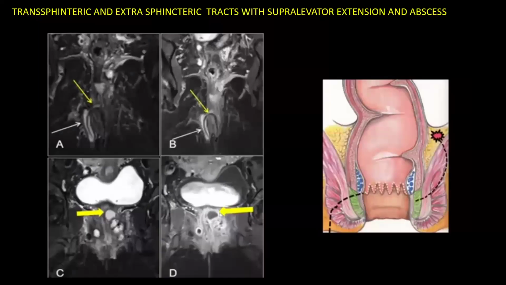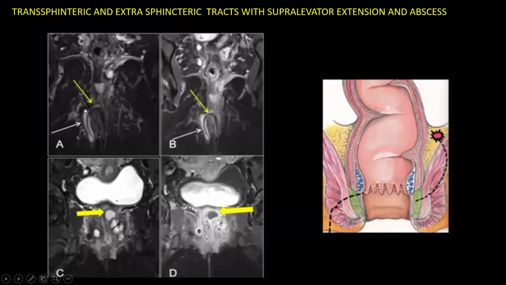Okay. One more complex case, transsphincteric and extrasphincteric tract with supralevator extension. Okay, so actually sometimes the fistulas are so complex, the way they ramify, it becomes difficult, but you have to pay attention. Okay, on the right side, what do you have? You have an extrasphincteric thick tract, right?